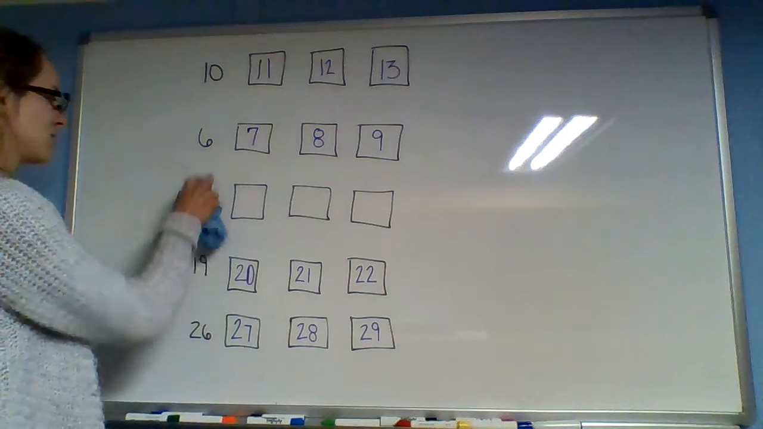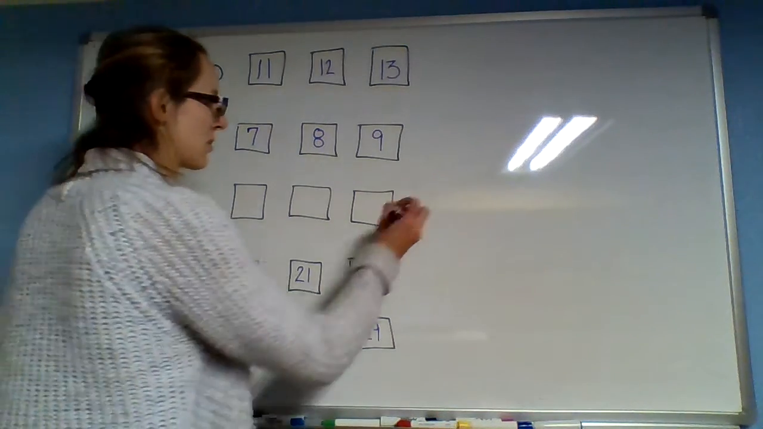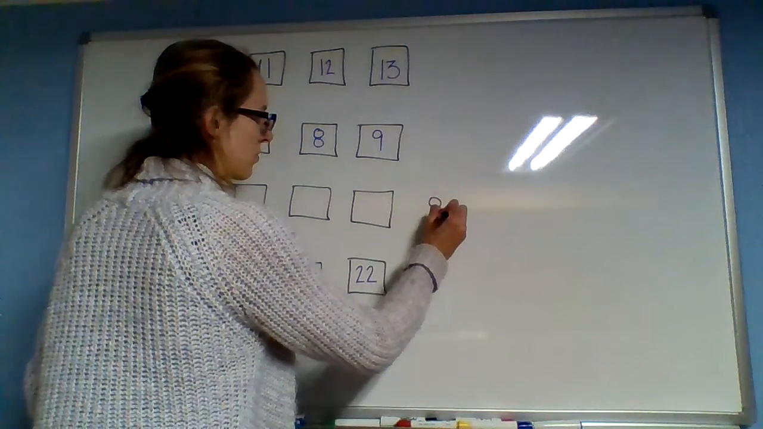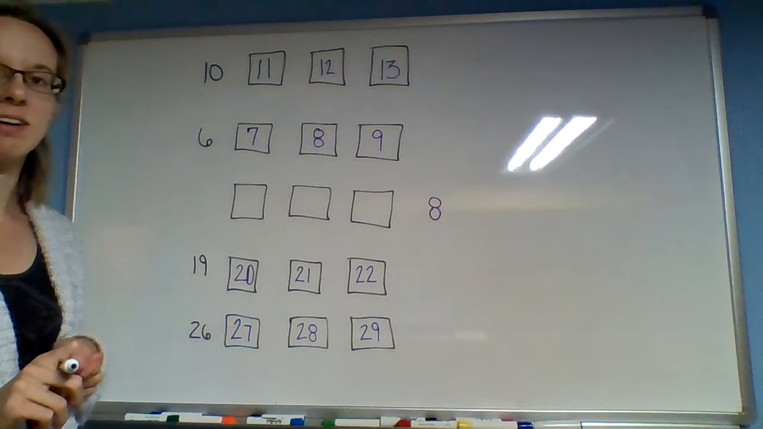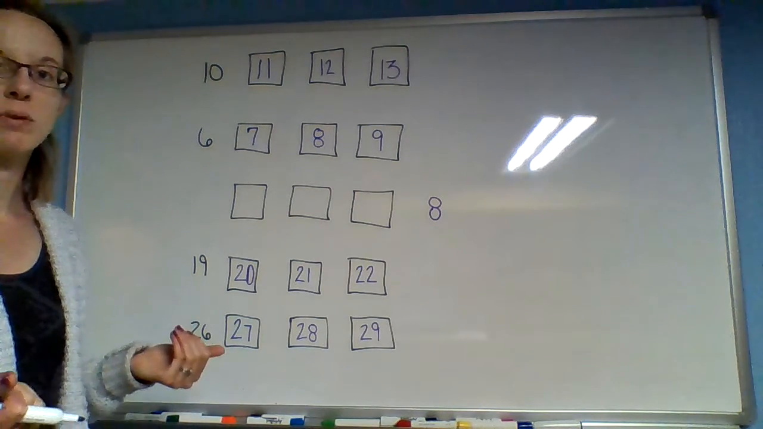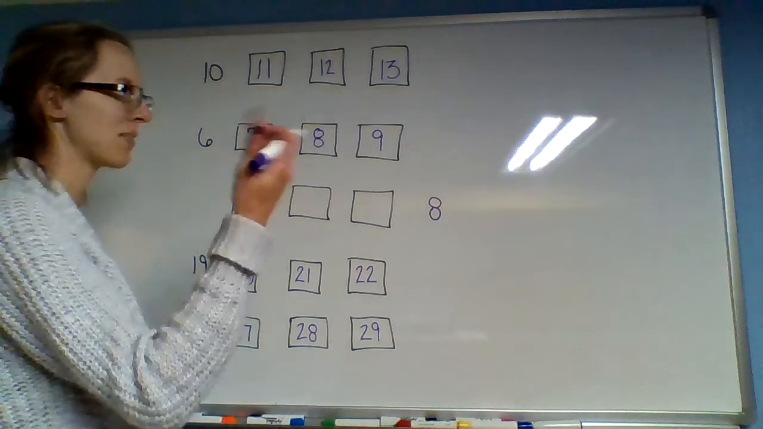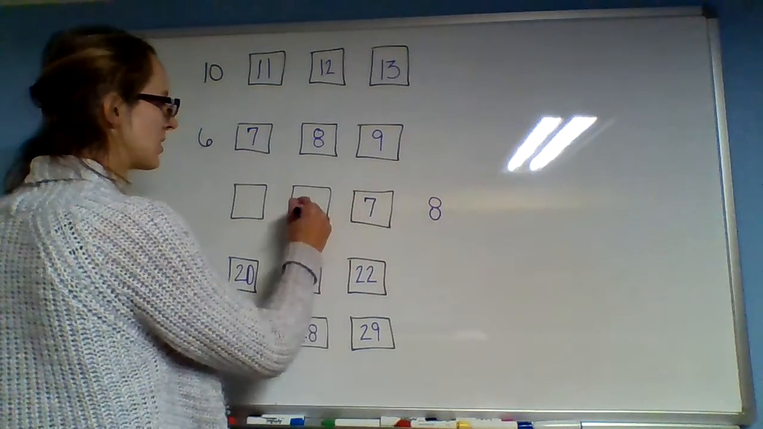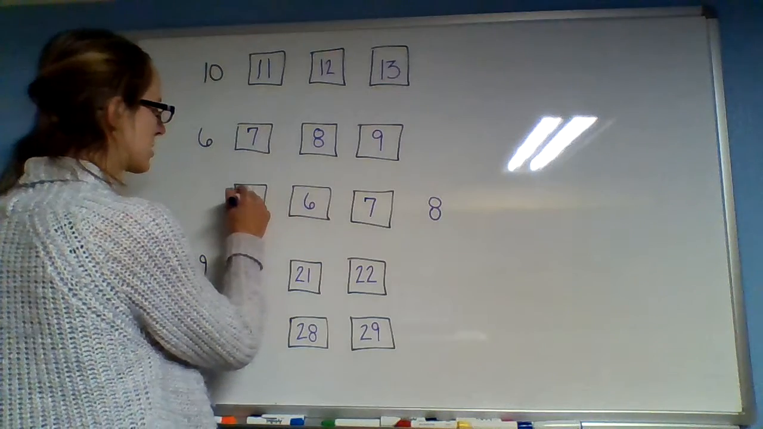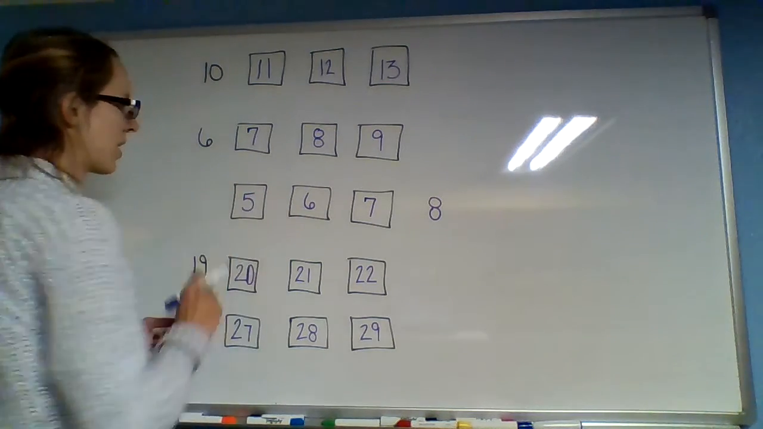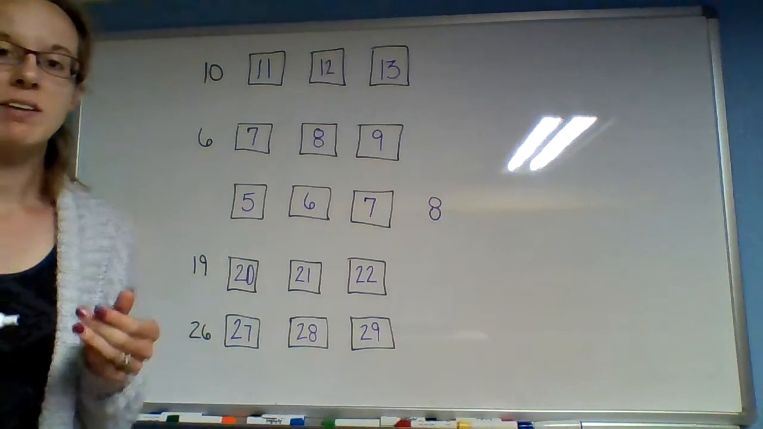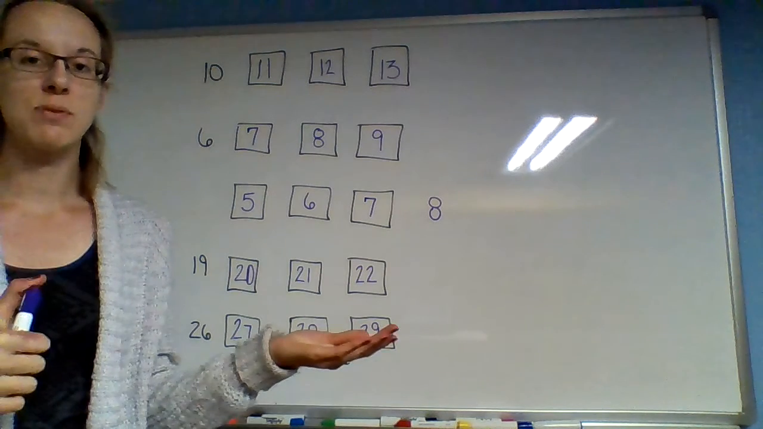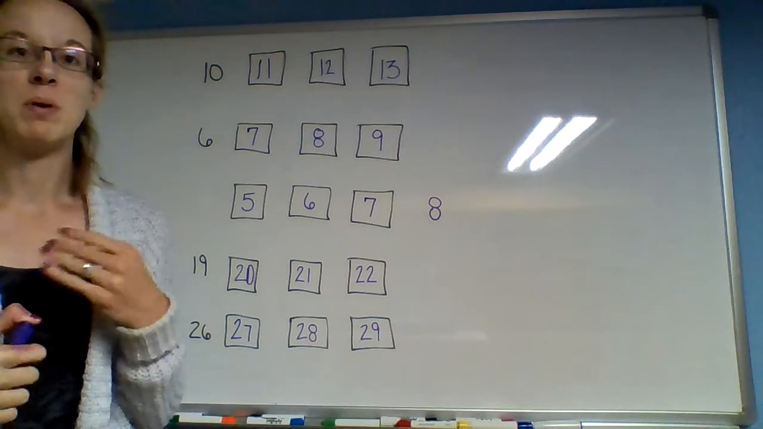You may have noticed that I skipped 8. As a challenge, I want you to think about, can you go the other direction? What if 8 came at the end of our series? What had to come before it? So now I have to count backwards. 8, 7, 6, and 5.